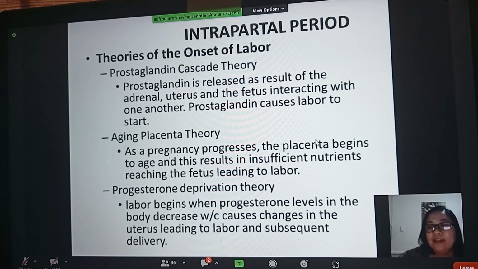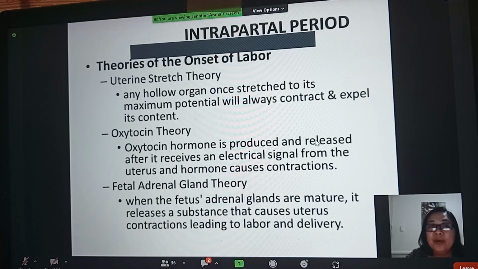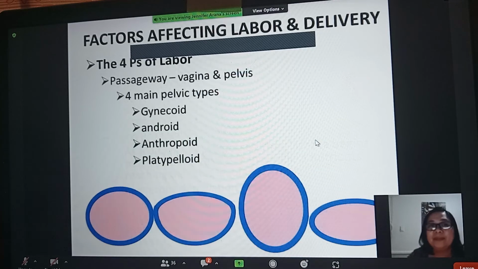And then another theory is the progesterone deprivation theory, which posits that labor begins when progesterone levels in the body decrease, which causes changes in the uterus, leading to labor and subsequent delivery. So, with all these theories combined together, scientists probably believe that these are the reasons why labor onsets, why labor and delivery starts.